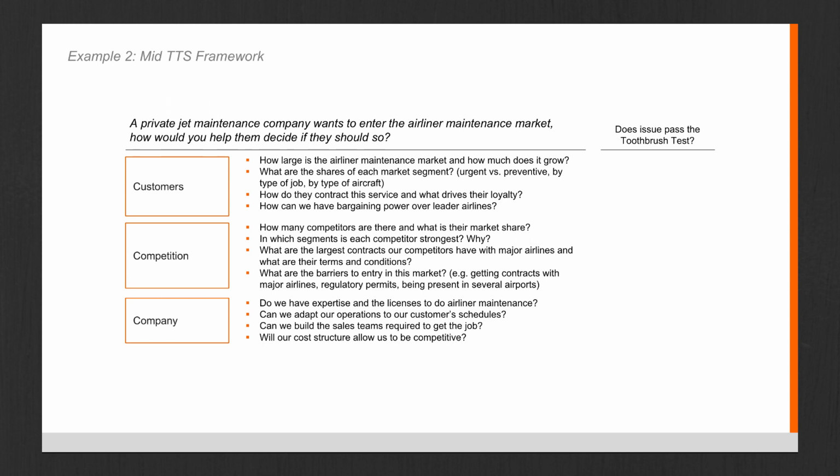So first one: how large is the airliner maintenance market and how much does it grow? This obviously does not pass the toothbrush test. It's a pretty generic way to phrase it. It's a generic issue. You could do that for toothbrushes as well. What are the shares of each market segment? For example, urgent versus preventive maintenance. Maintenance by type of job, so for example, maintaining the wings of the airplane or the landing gear. By type of aircraft: what are the shares of maintenance of the market by type of aircraft?